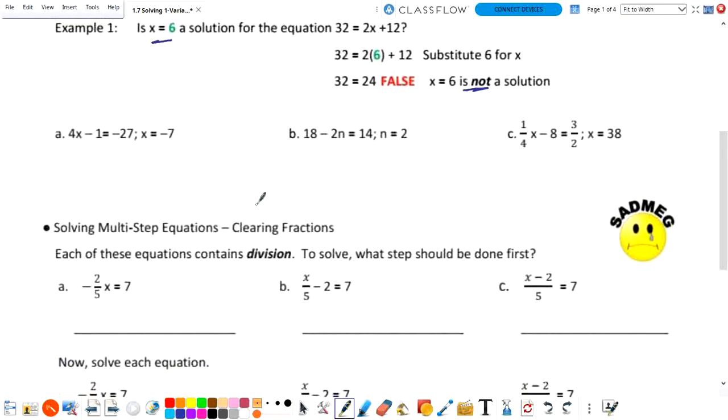Let's practice a few of those. We've got 4x minus 1 equals negative 27, and it wants us to test x equals negative 7. Remember that this is not part of the problem. It is what we are plugging in for x. So we're going to have 4 times negative 7 minus 1, and we'll see if it equals negative 27. 4 times negative 7 is going to give us negative 28. So we've got negative 28 minus 1, and that is negative 29. Negative 29 does not equal negative 27, so this is not a solution.